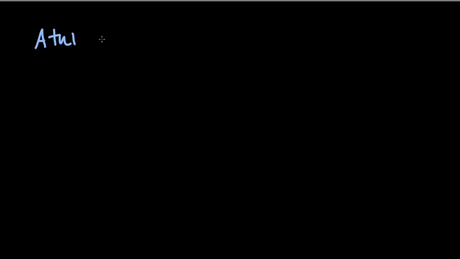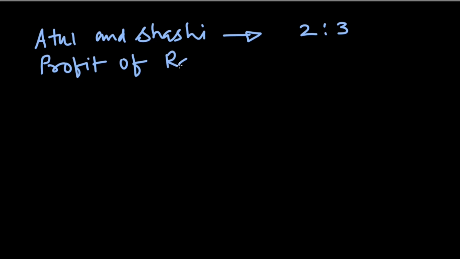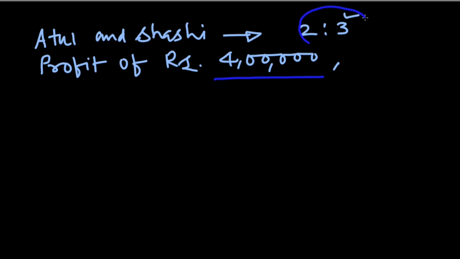Suppose Atul and Shashi invested money in a business in the ratio 2 is to 3, or 2 ratio 3, and they made a profit of rupees 4 lakh at the end of the year. Atul said to Shashi that let us divide the profit equally. But Shashi said, since I have invested more, I should get more. So they decided to distribute the profit in the ratio of their investment, that is in the ratio 2 ratio 3. And now how to distribute this profit in the ratio 2 is to 3?